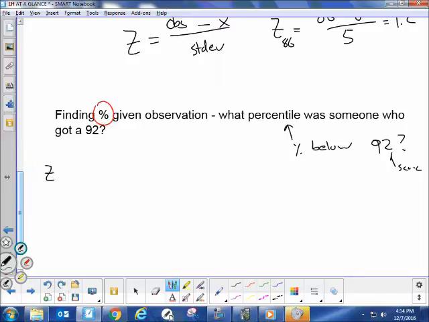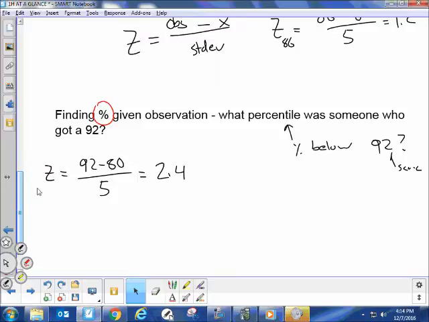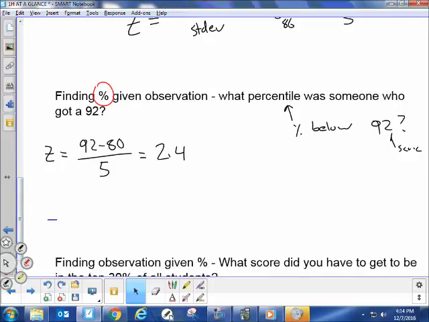Well, first I'm going to take my z-score and find that. So I got 92 minus 80 over 5. So that's 12 divided by 5. That is going to be 2 and 2/5, so that's 2.4. And I can just do that in my calculator. Now, if you do it in your calculator, make sure you have your observation minus your mean in parentheses. Do that all at once and then divide it.